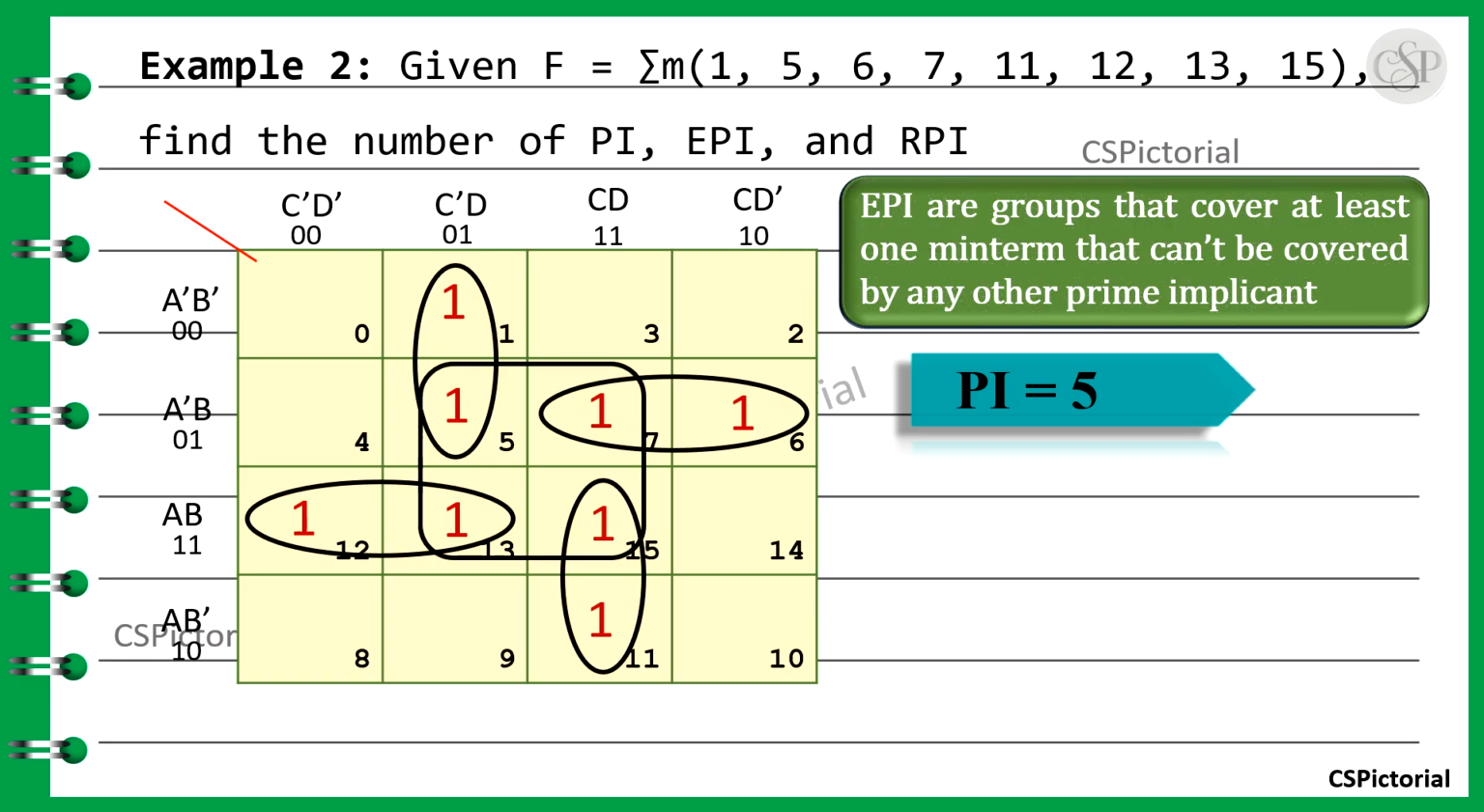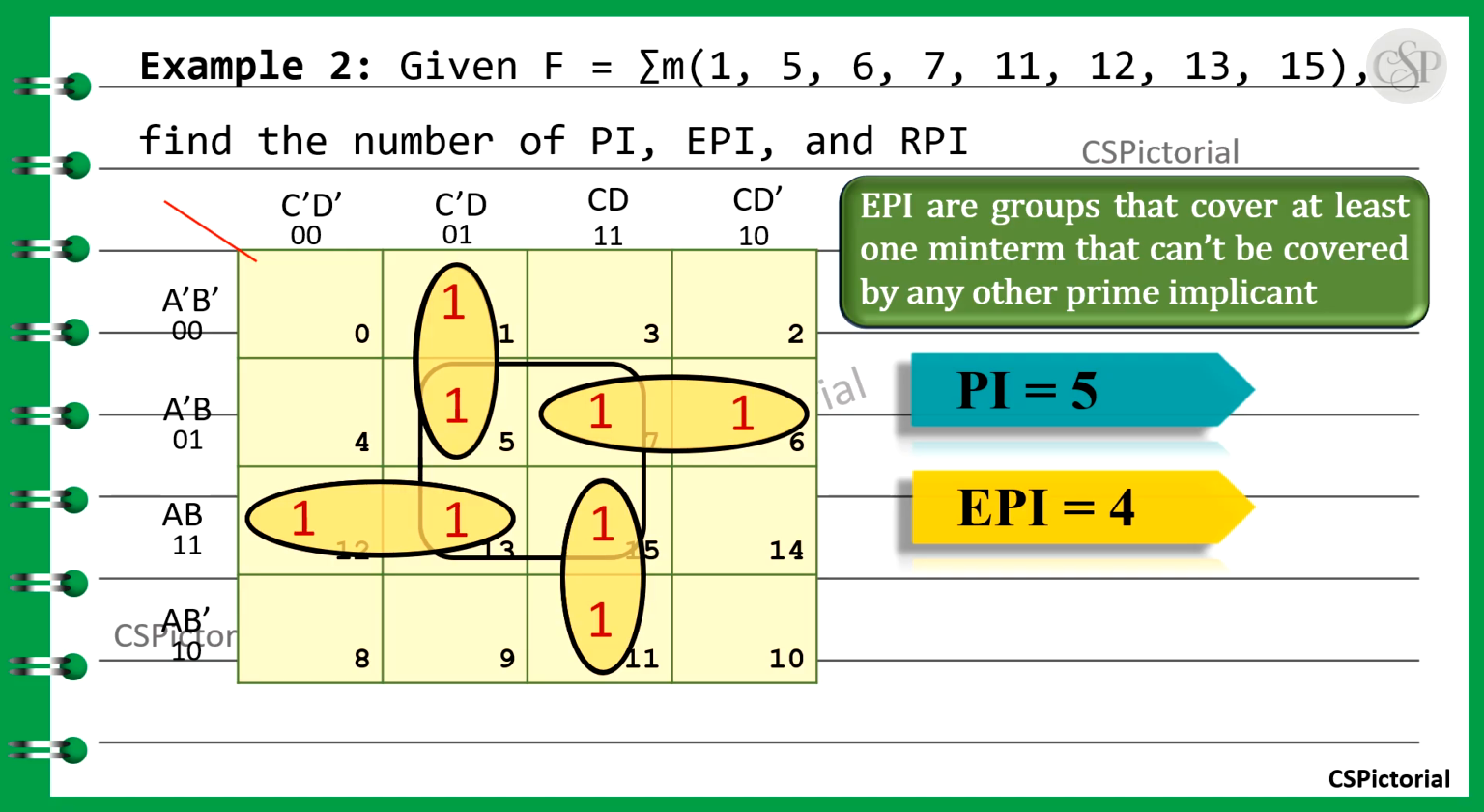The groups that cover at least one minterm that can't be covered by any other prime implicant is the essential prime implicant. In this example, this group covers a one not present in other implicant. This group also covers a one that is not covered by the other group. Similarly, we find that these 4 groups cover up ones not present in other implicants. Thereby, there are 4 EPIs for this Boolean function.